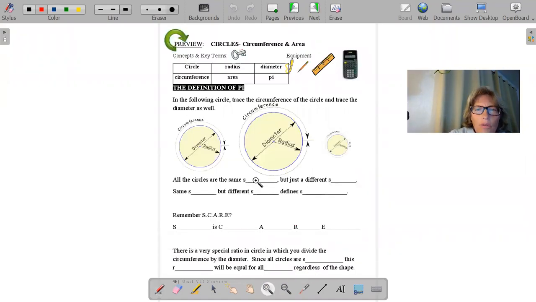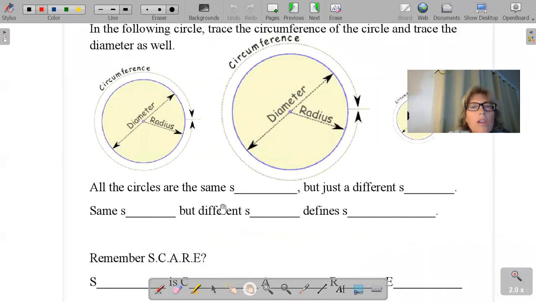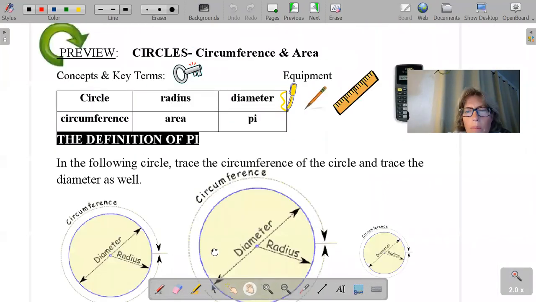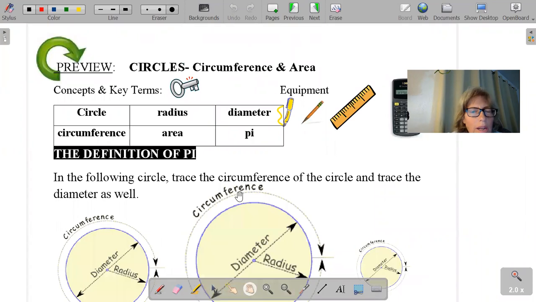Taking a look here, our vocabulary. You're going to need your calculator today. I also recommend a straight edge and some colors. Your vocabulary: circle, radius, diameter, circumference, area, and pi.